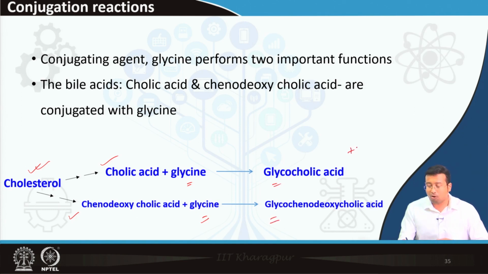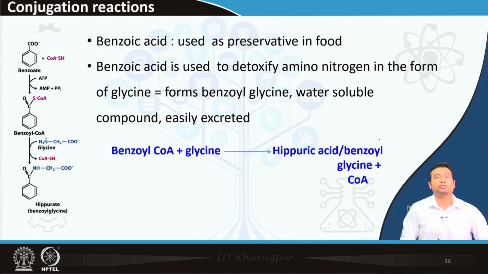They can then react with alkalis like sodium and potassium in the system, or cations, to form sodium glycocholate. So, that is how it forms bile salt, and thus glycine actually helps in synthesis of bile salts. So, this is conjugation of bile acid and formation of bile salt. Next, conjugation with benzoyl coenzyme.